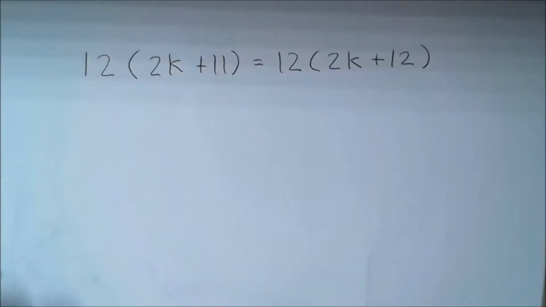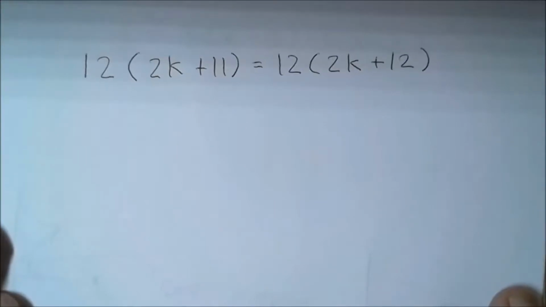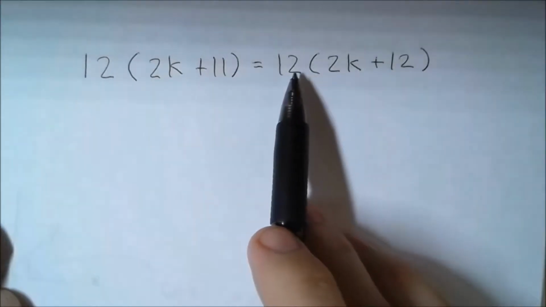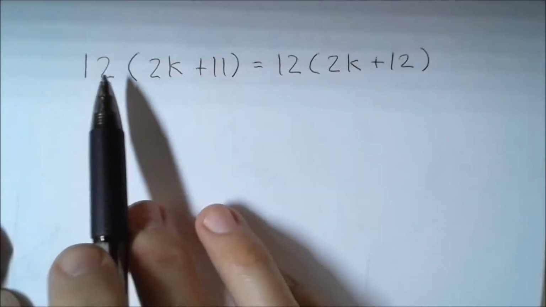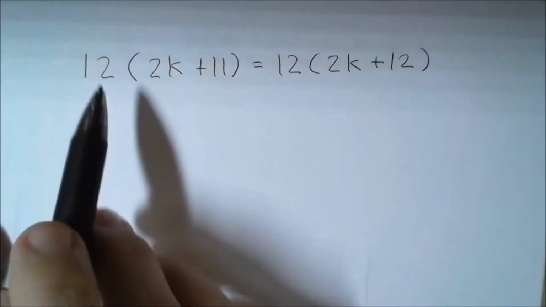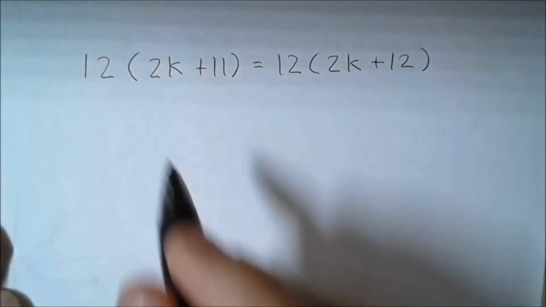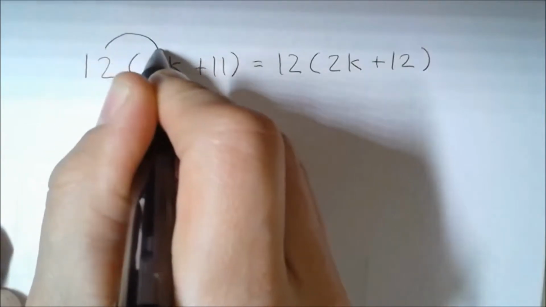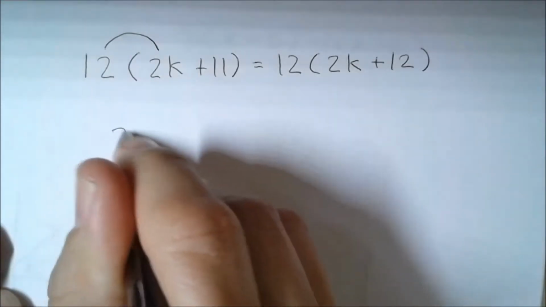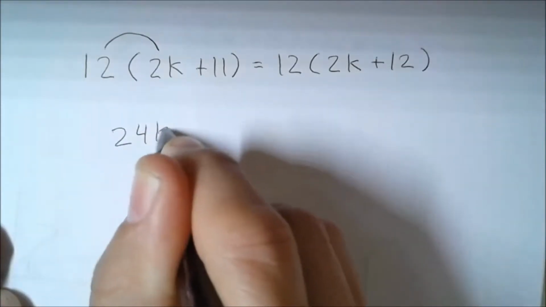Alright, in this linear equation that we're going to solve, we're going to start out just like the other. Notice that there are no like terms that we can combine on either side, so we need to go ahead and start by distributing our value in front of the parenthesis. So I'm going to distribute that 12. That's going to give me 24k.